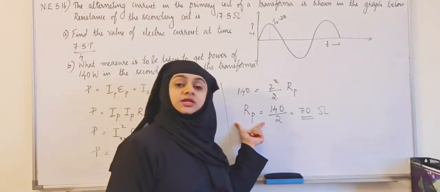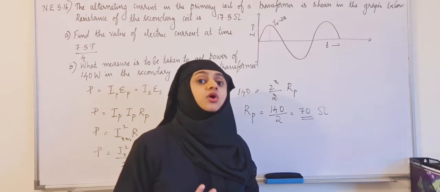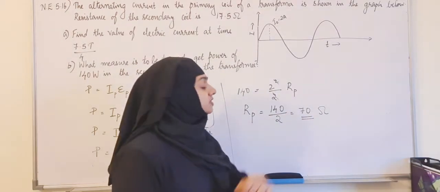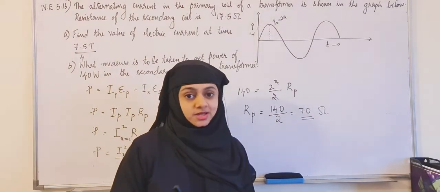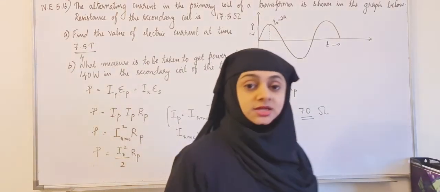So you have to write the answer: the measure to be taken is, we have to use a coil of resistance 70 ohms in the primary. So that's all about this question. Let us see the next one.